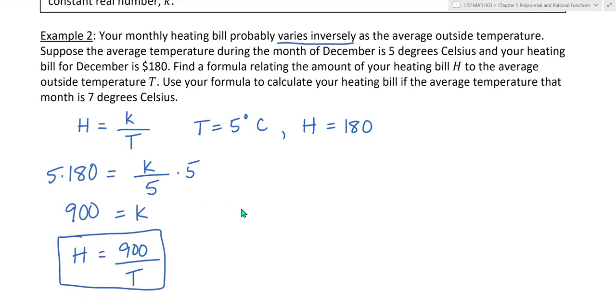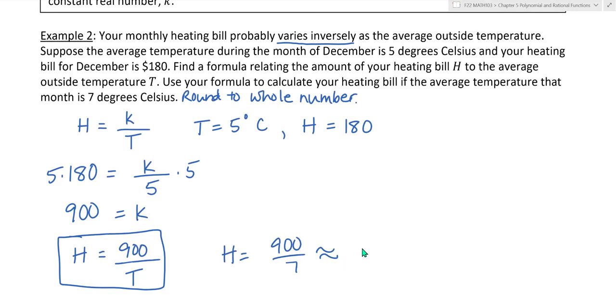All right. And then we're supposed to use that to find our bill if the temperature was 7 degrees Celsius. So H equals 900 divided by 7, which I probably should have told us what to round to. I guess let's just round to the nearest whole number. So round to whole number, or the ones place, I guess.